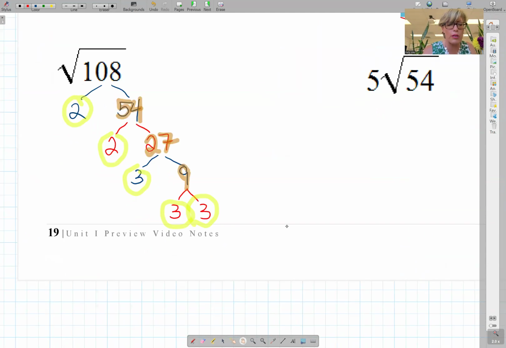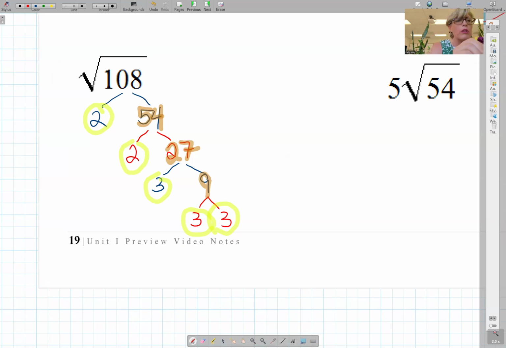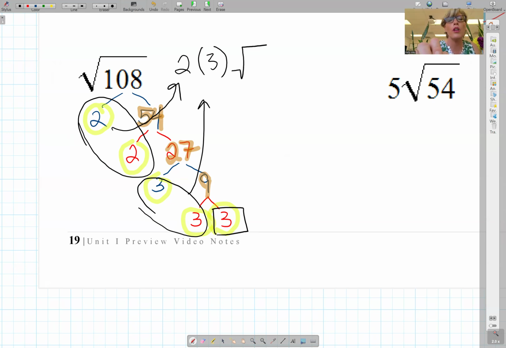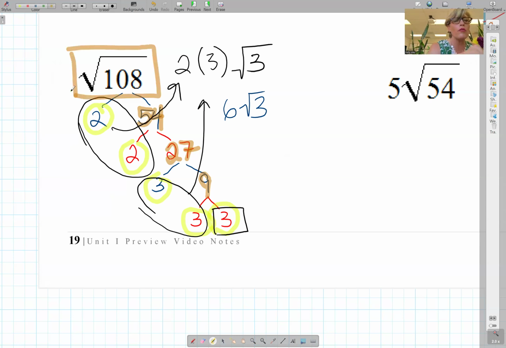So we're looking for dates, and we have dates, quote unquote. And we have a pair of 2s in a circle and a pair of 3s. And they're going to go out as a single couple. There's a 2 and a 3. This 3 has no date, stays home, under the radical sign, orders Uber Eats. Your final step here, 2 times 3 is 6, root 3. Therefore, the simplified version of root or radical 108 is 6 root 3.